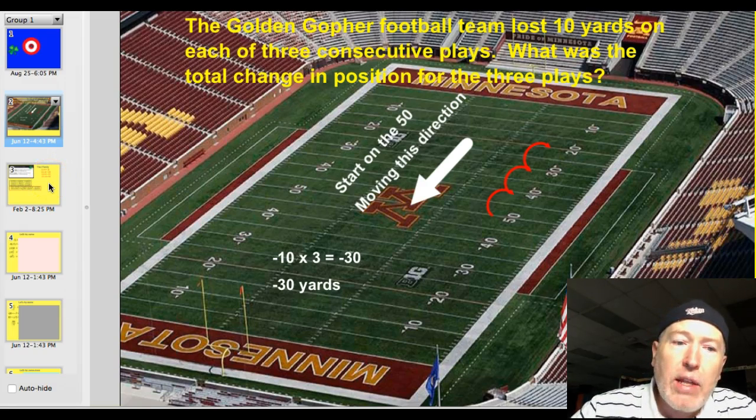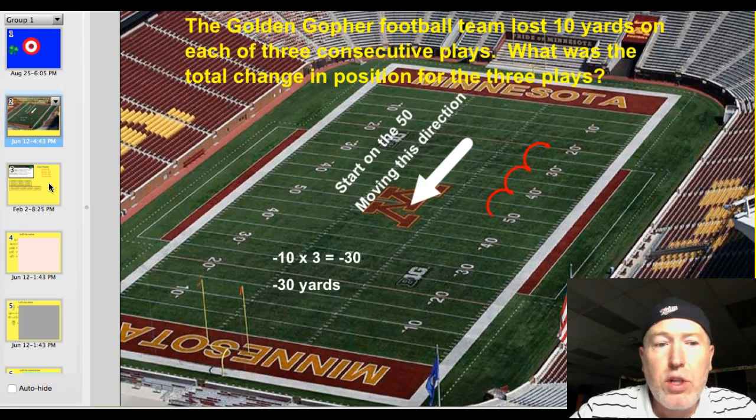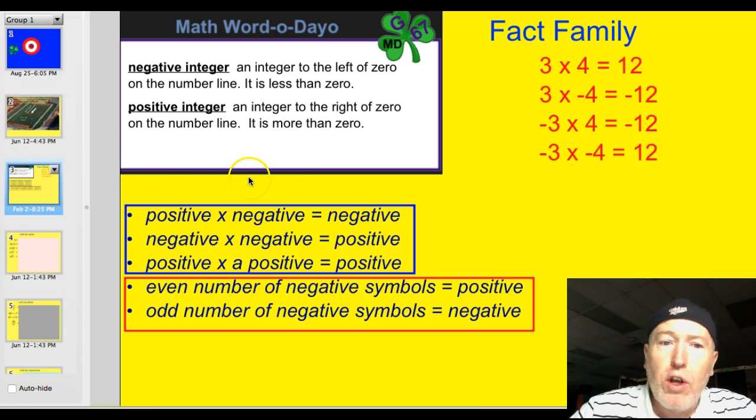Let's take a look at the key information for tonight on our must-know vocabulary page. First of all, remember, a negative integer, that's an integer that's to the left of 0 on the number line. It's less than 0. A positive integer, of course, is an integer to the right of 0 on the number line. It is more than 0.